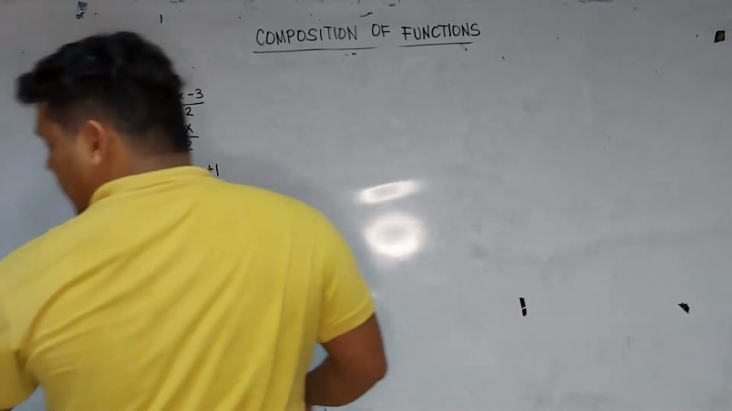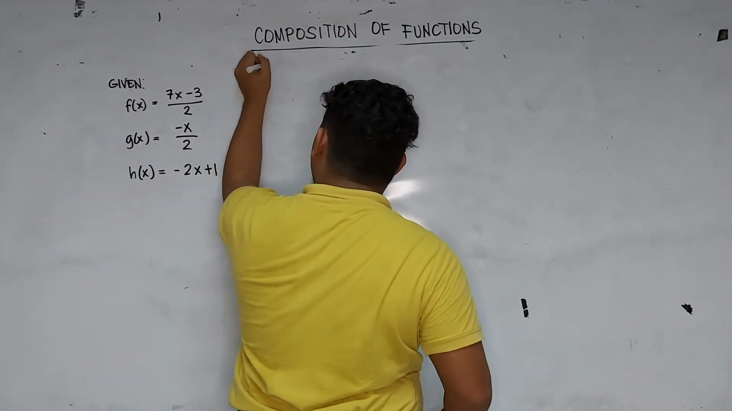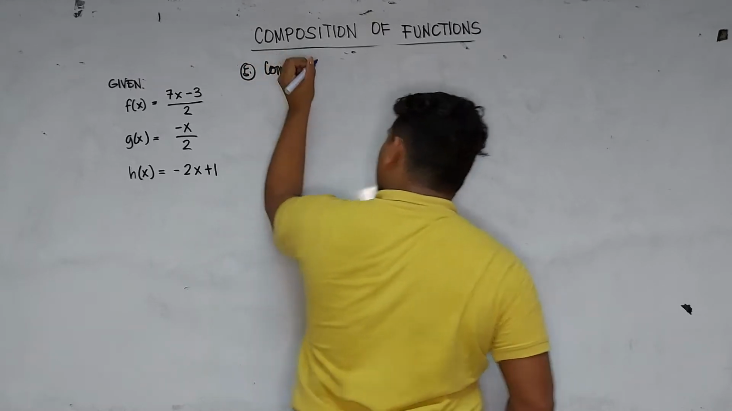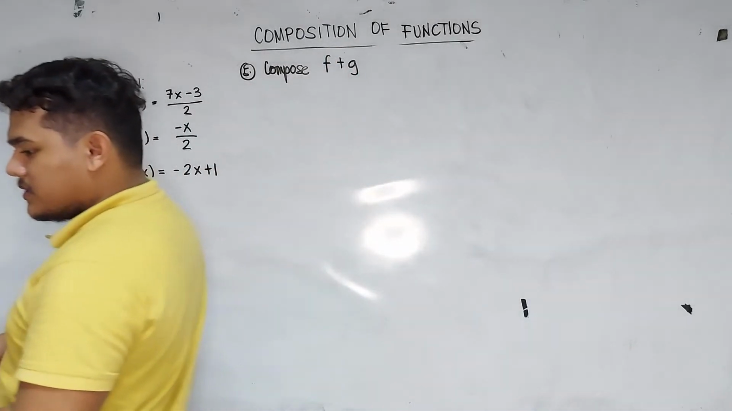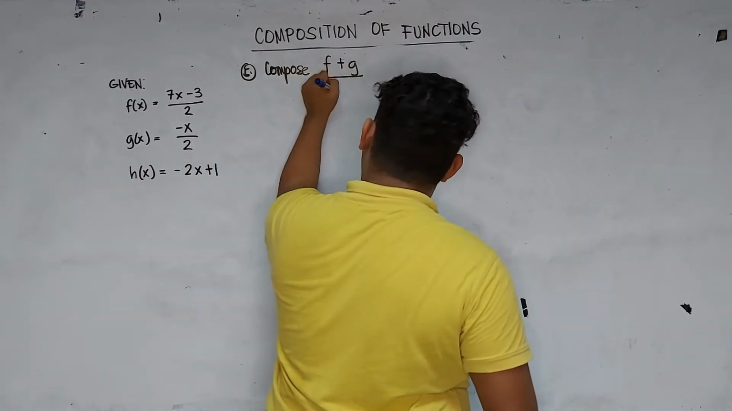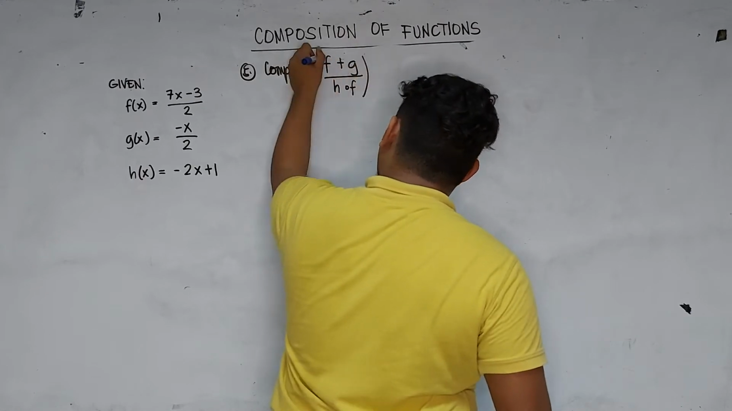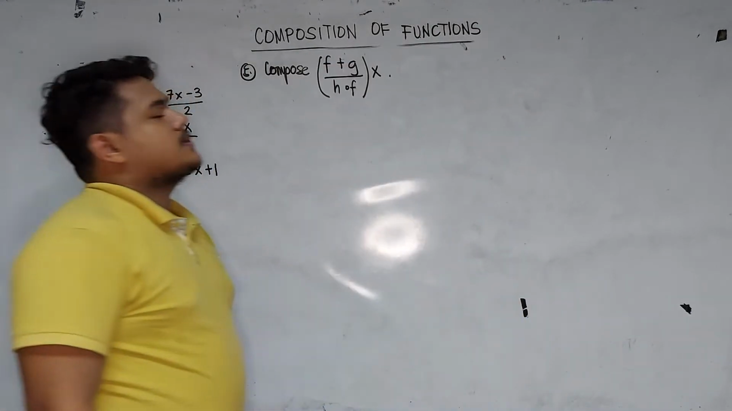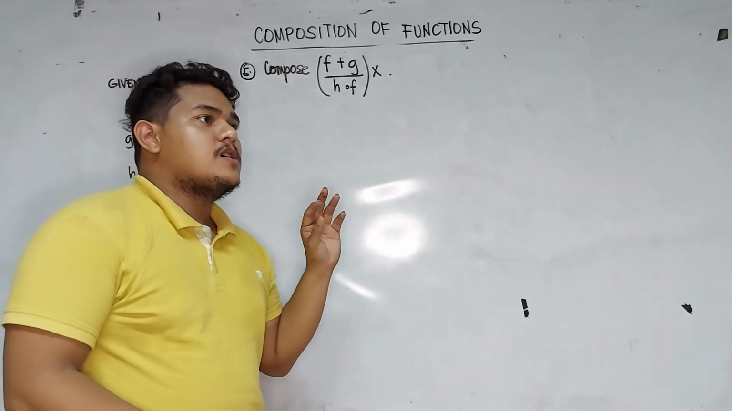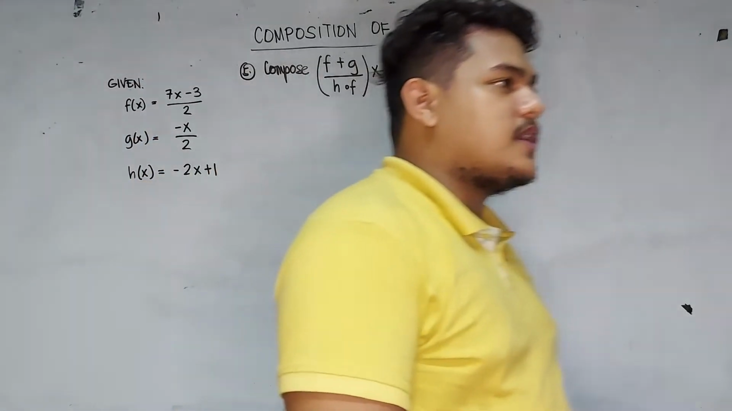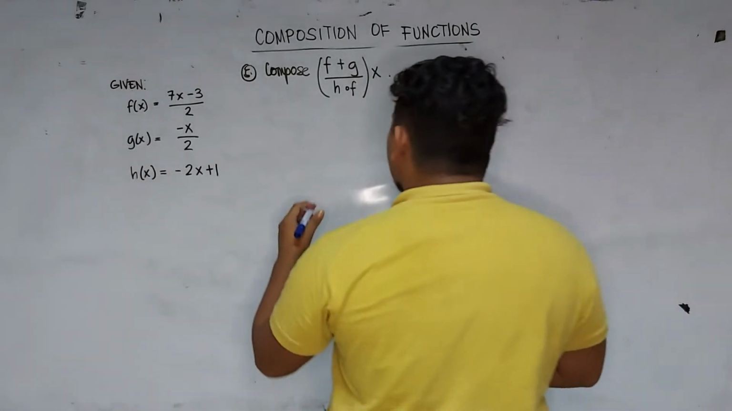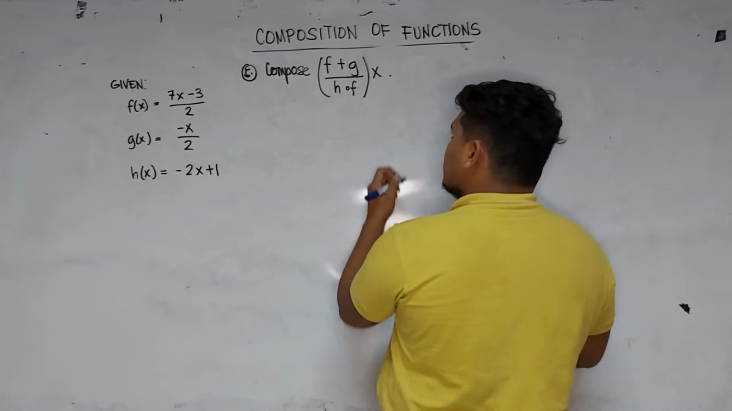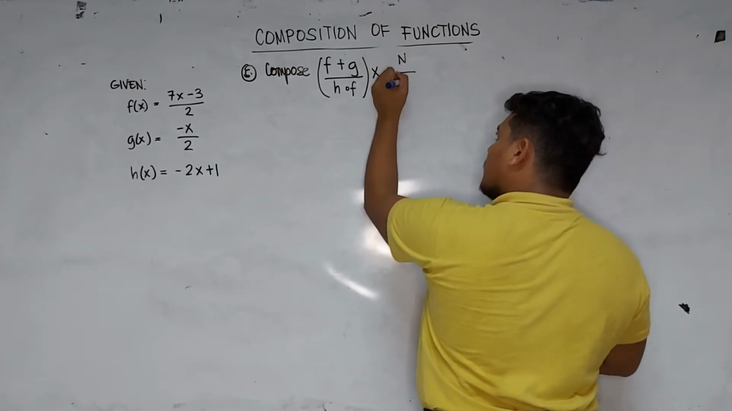Example number 5. Compose f plus g, operation. f plus g over compose f plus g over h of f of x. What do I usually do? Remember fractions. A fraction contains a numerator and a denominator. So we have f plus g over h of f of x. This one is your numerator over your denominator.